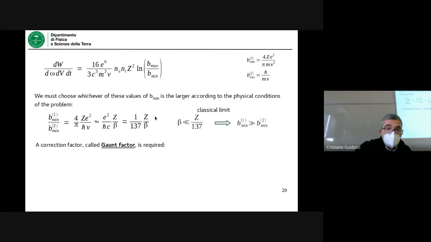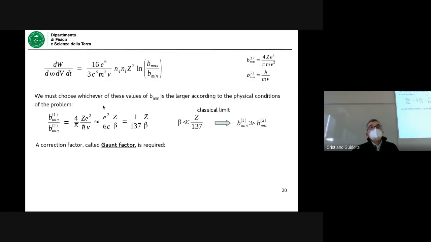So, having in mind what B max and B min are, and applying the recipe we've just come up with, this is the formula that tells us the spectrum: energy per unit time, per unit volume, per unit frequency. That's exactly what we wanted. We are still considering a population of electrons sharing the same velocity, and we see the dependence on velocity, 1 over v.